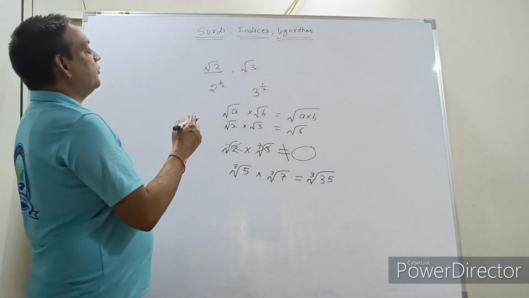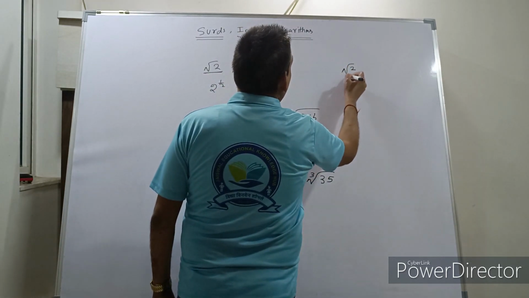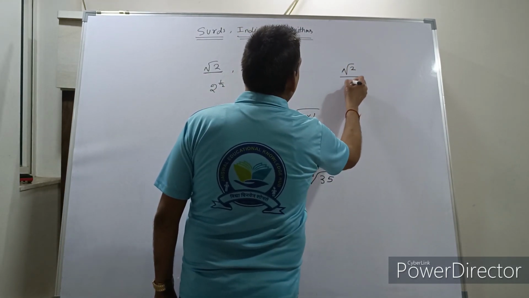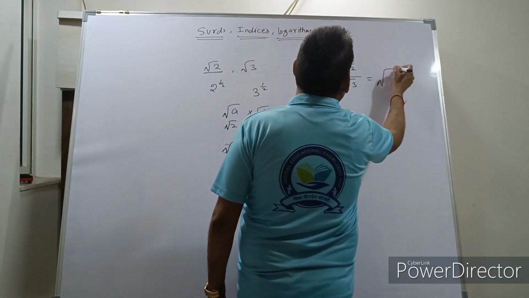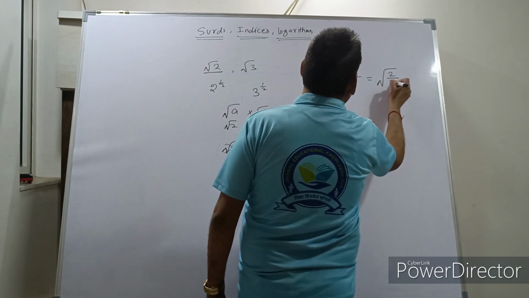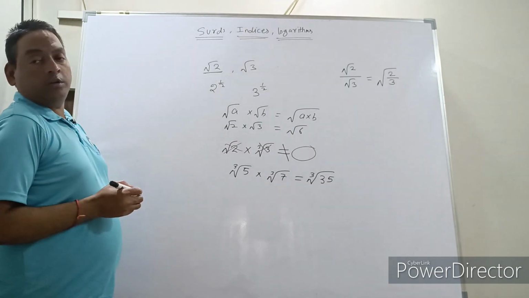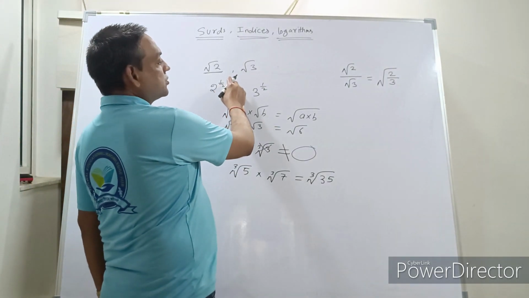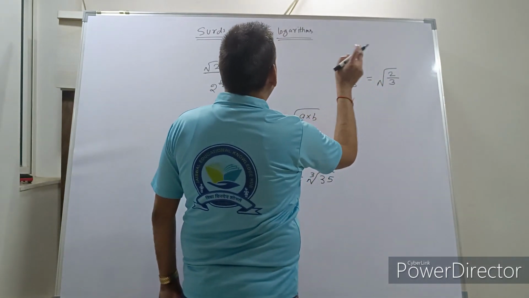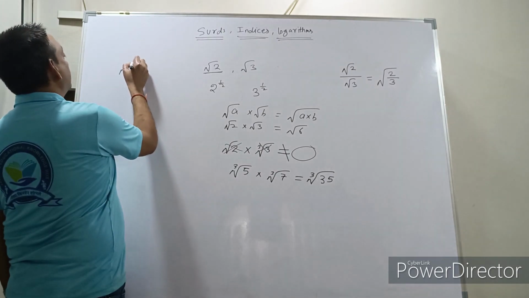Clear? Same way we can do the division also. The square root of 2 divided by square root of 3 is equal to square root of 2 upon 3. Okay, square root of 2 upon 3. Clear? So we can multiply also, we can divide also, but the condition is what here? They have to be the like term.